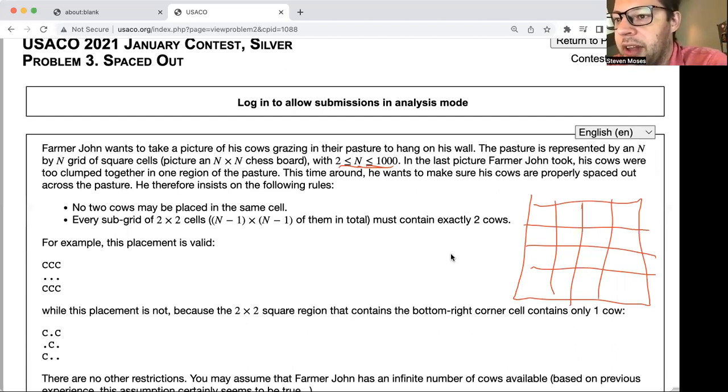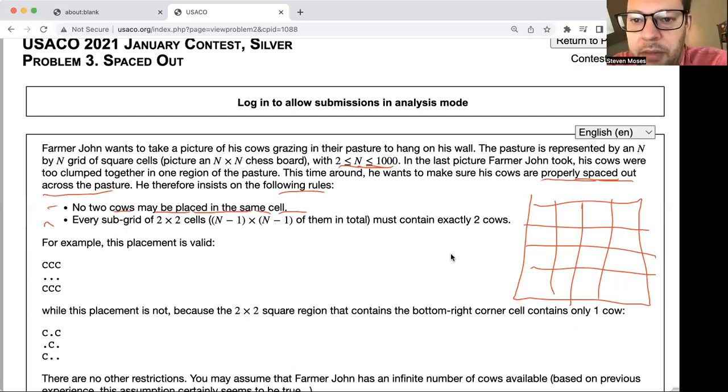In the last picture Farmer John took, his cows were clumped together in one region of the pasture. This time around, he wants to make sure his cows are properly spaced out across the pasture. He therefore insists on the following rules. Rule number 1, no 2 cows may be placed in the same cell. Okay, so every cell will either have a cow or not have a cow.